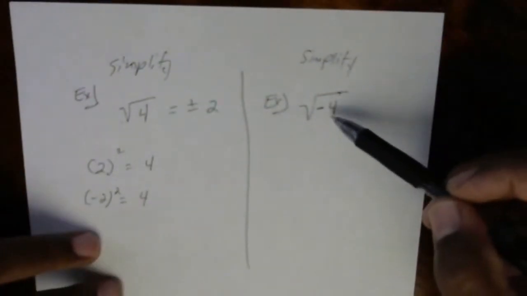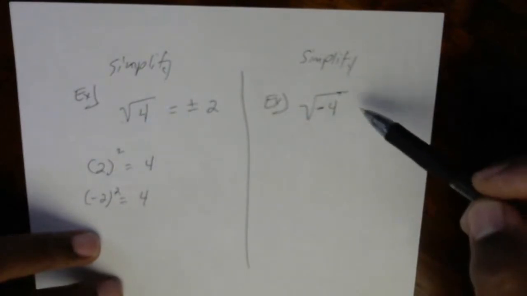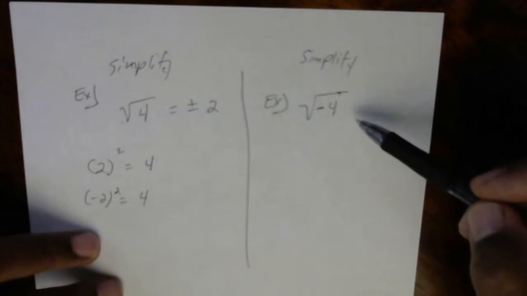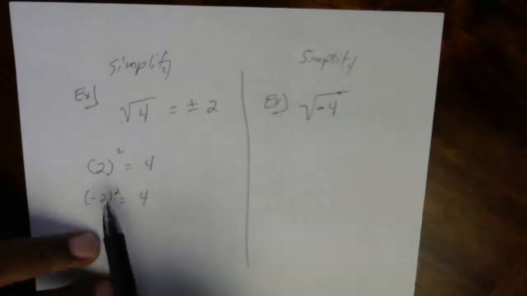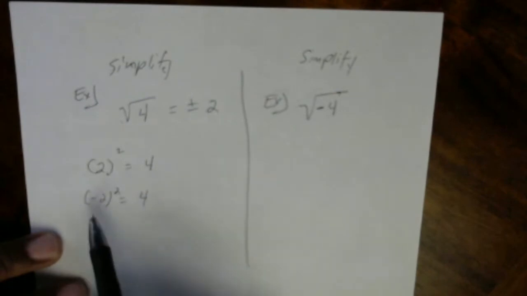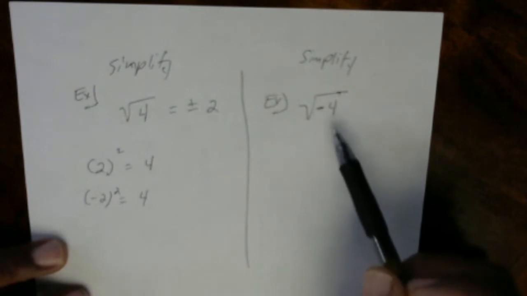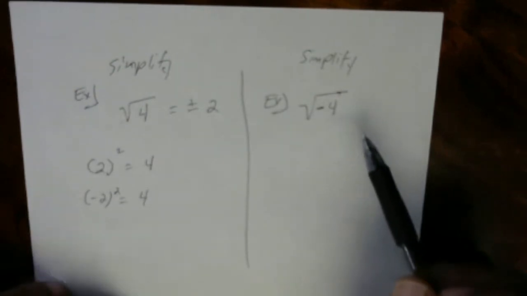Right, so notice my radicand is -4. Here my solution is not quite exactly plus or minus 2, because once you square 2, you get a positive 4, and once you square -2, it also returns a positive 4. And notice that our radicand is negative.